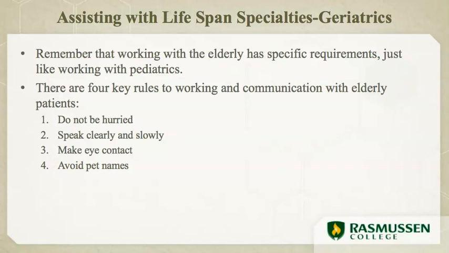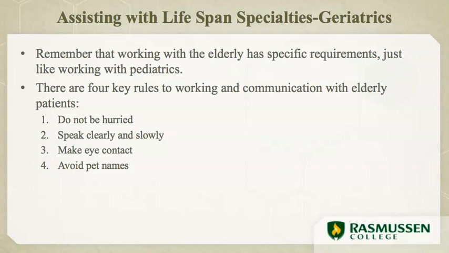There are 4 things that you will need to keep in mind when communicating with geriatric patients. First, do not be hurried. Rushing through things will pose a risk for errors, but it will also send a message of unimportance to the patient. Number 2, speak clearly and slowly. Make sure that you are clear and to the point. Speak slowly, but not so slow that you will cause offense to the patient.